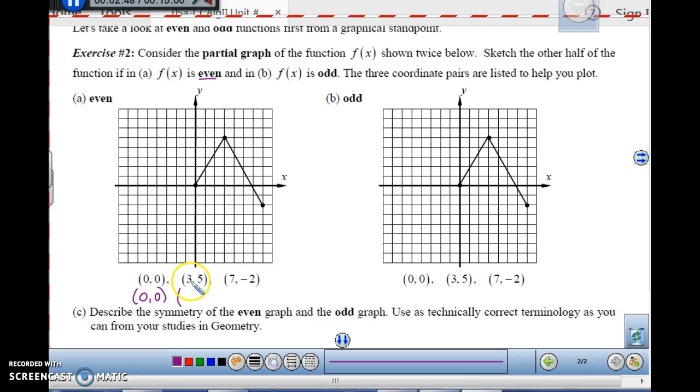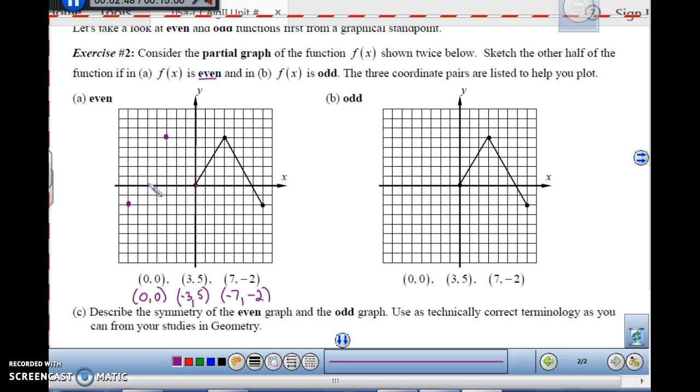Okay, if I have the point 3, 5 and I take its opposite, negative 3, its output, if it's even, is going to be the same. So 5 will still be 5. And if I have the point 7, negative 2, the opposite input, that would be negative 7, will give you the same output, negative 2. All right, let's plot these 3 points. 0, 0 is already here. Negative 3, 5. 1, 2, 3, 4, 5 is right there. And negative 7, negative 2. 1, 2, 3, 4, 5, 6, 7. Negative 2 would be right here.